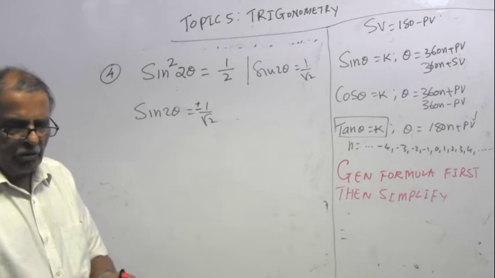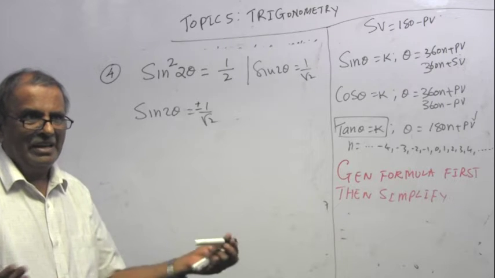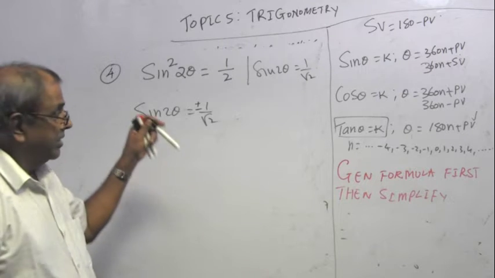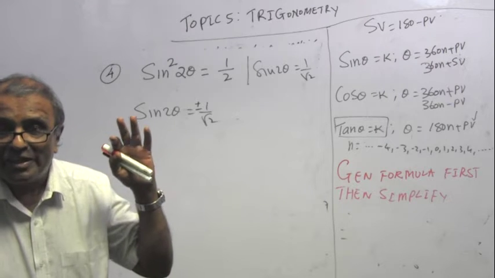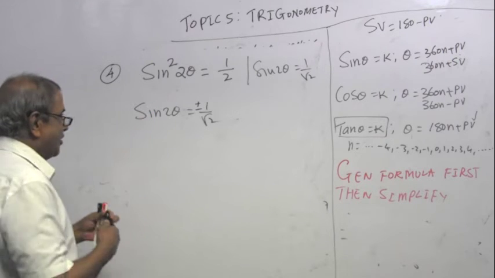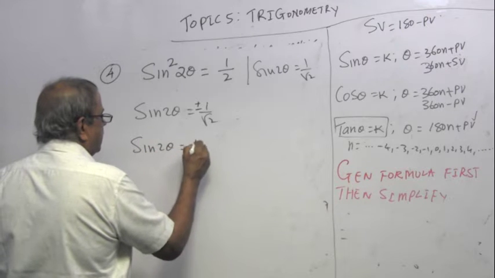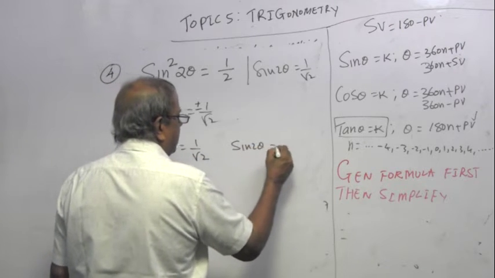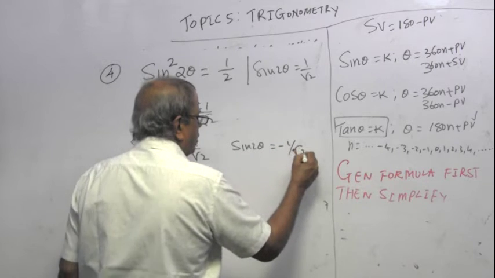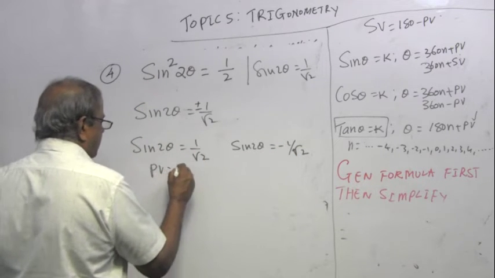A good number of students, when I used to mark their prep or their tests, this was a very common error. Even some of the further math students, be careful. So therefore, I can say sin 2θ equal to 1 over root 2, sin 2θ equal to minus 1 over root 2. You can work them separately. PV is 45.